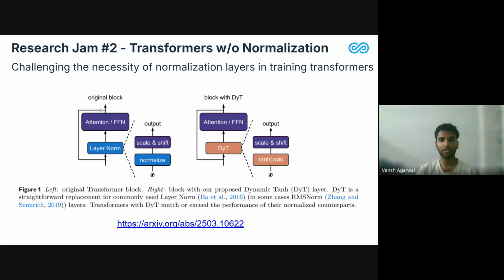Hi everyone. Today the paper that we'll be discussing is Transformers Without Normalization. This came out recently and it was released by Meta.